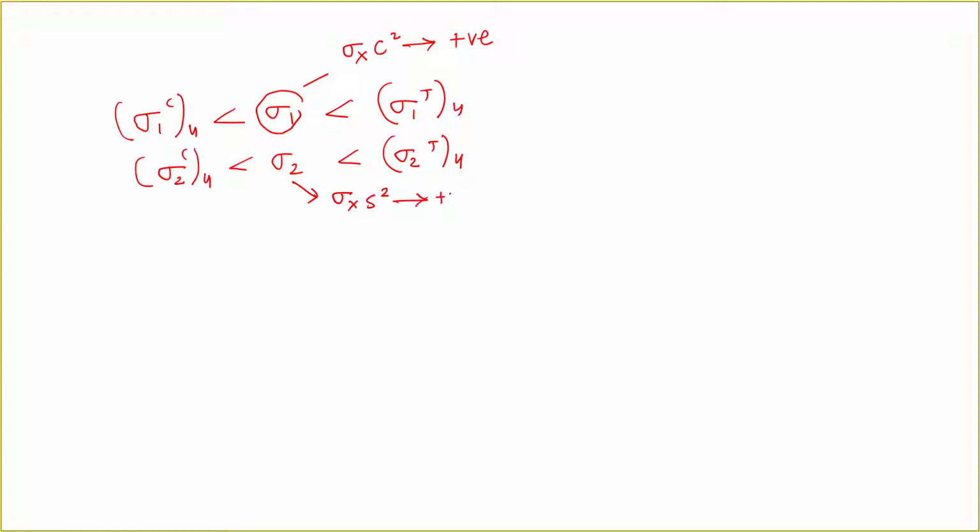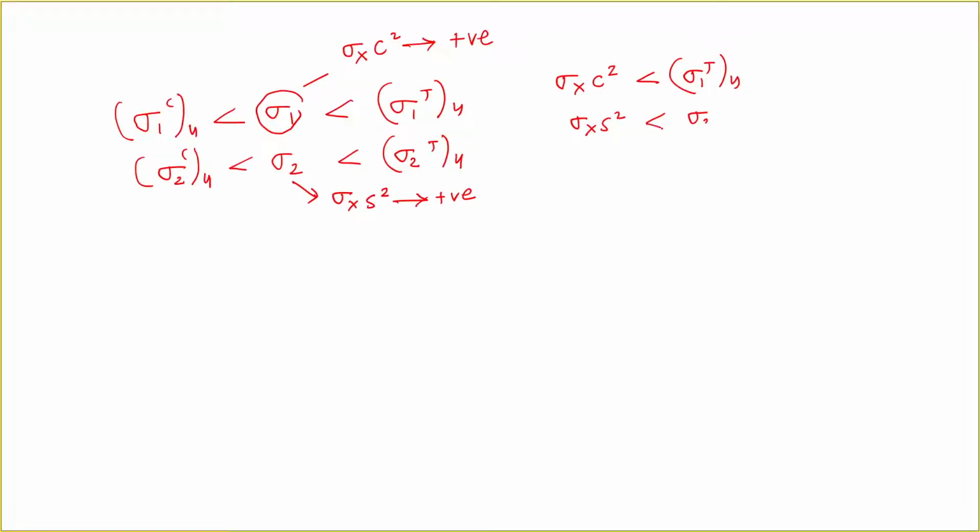this is also positive, and since these are positive, we are only comparing sigma x cos square theta with sigma 1 tu, and sigma x sin square theta with sigma 2 tu, because both are positive. Had it been negative, we would have come to this side. Therefore the compression part is not taken into account, and here the objective is to determine the off-axis tensile strength.